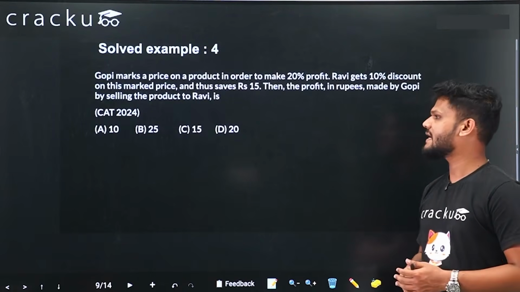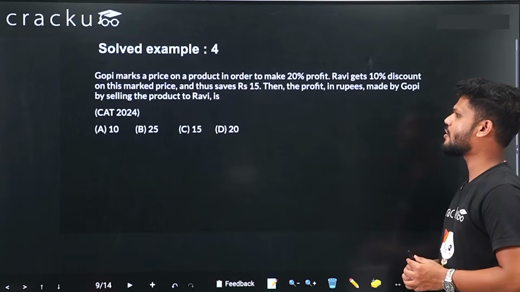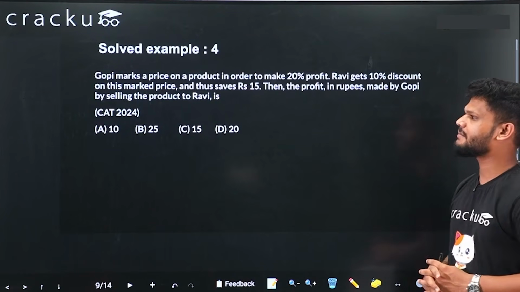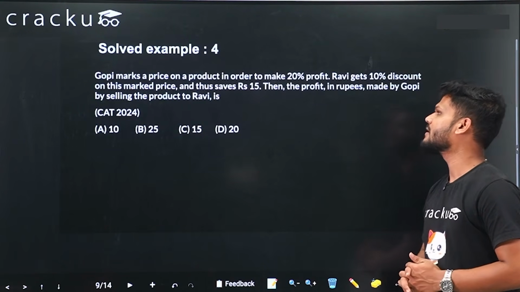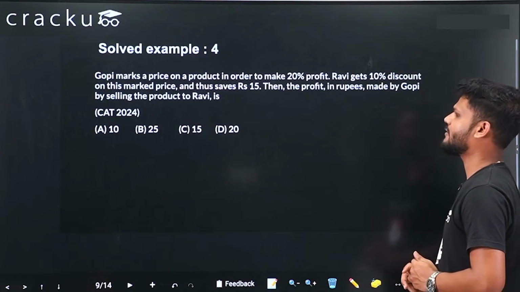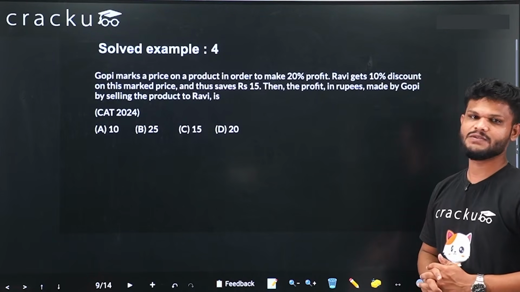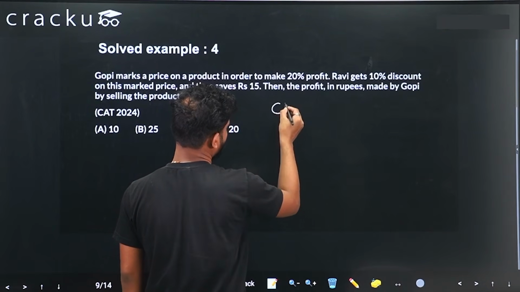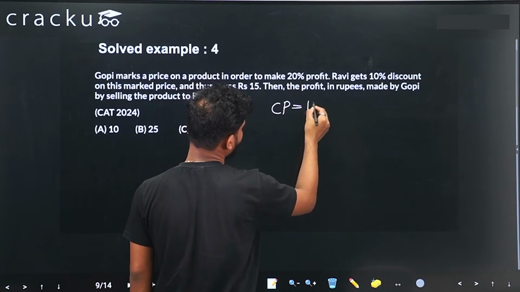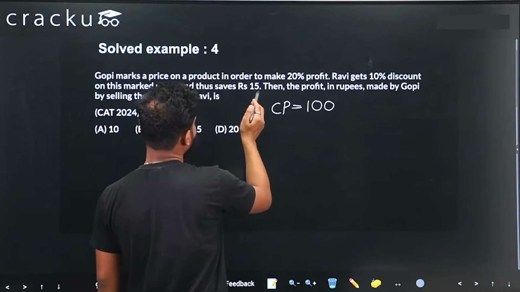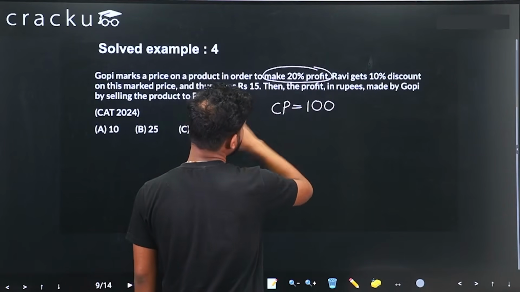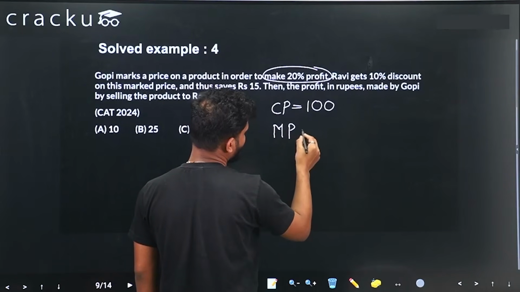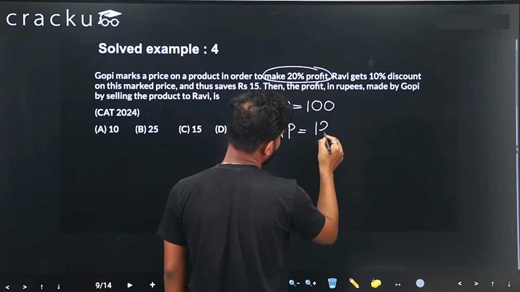So in this question we are asked, Gopi marks a price on a product in order to make 20% profit. Ravi gets 10% discount on this marked price and thus saves rupees 15. Then the profit in rupees made by Gopi by selling the product to Ravi is what? So what we have to do, we just have to assume the values. Let us say cost price is 100. He has marked it in such a way that he will get 20% profit. So mark price will be 20% more than 100, which is 120.